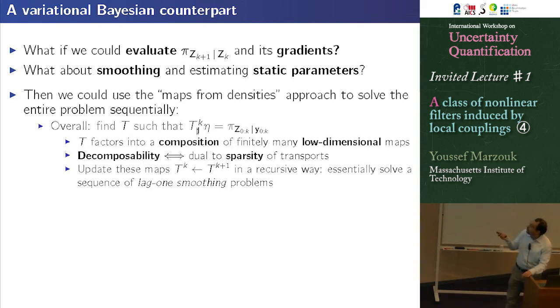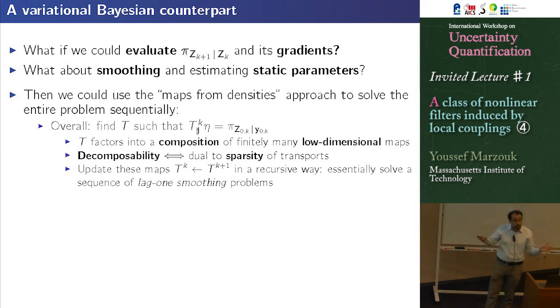Essentially, the idea is to use this maps from densities approach to solve the whole problem sequentially. So the things that I'm talking about on this slide are not really sample driven. They're saying I want to find a map T that pushes forward a standard Gaussian to this whole big smoothing distribution, and I want to update from T_k to T_{k+1} in a recursive way. The upshot is you're going to solve a sequence of lag-1 smoothing problems because this map T decomposes. So there's a duality between the sparsity of the map S that I described and the decomposability of the direct map T.